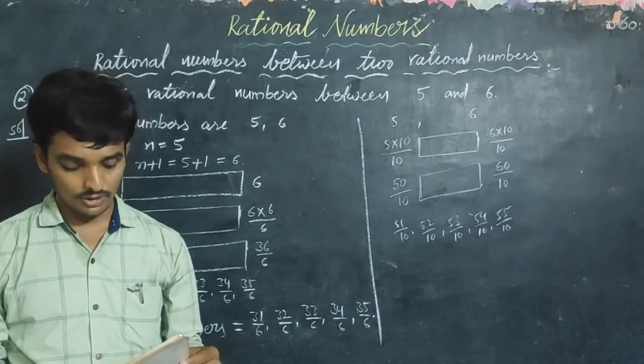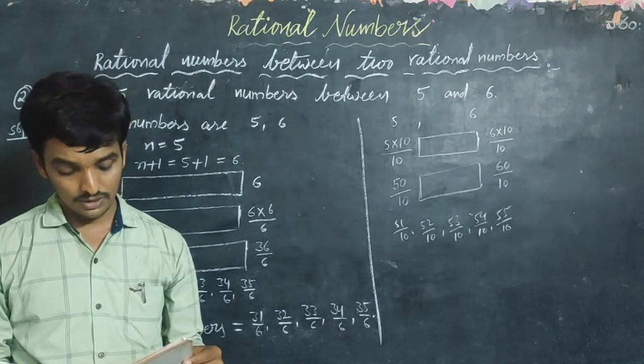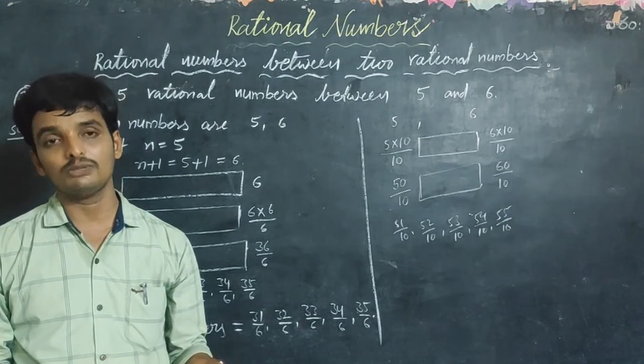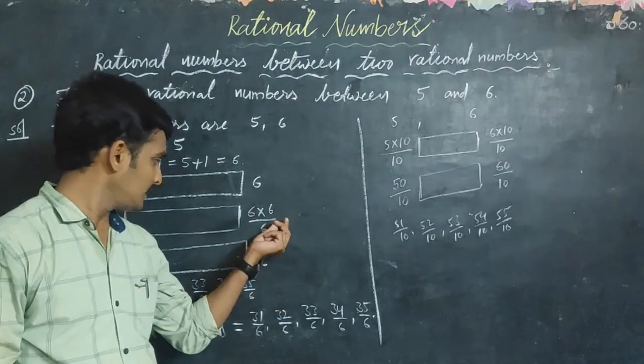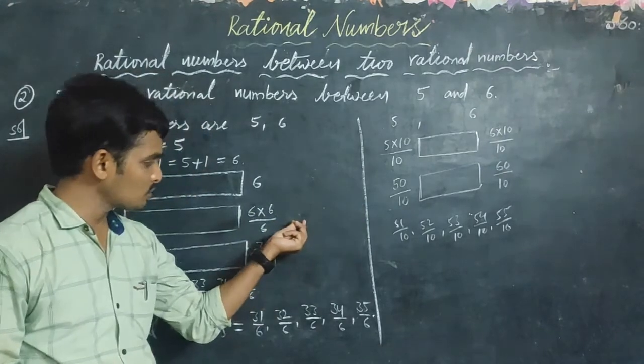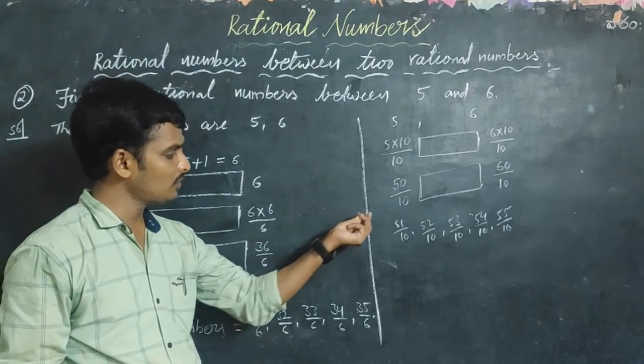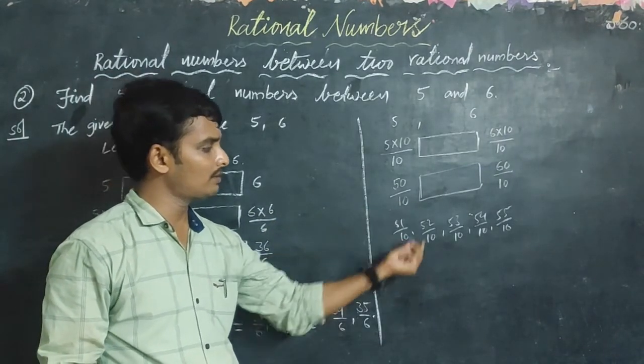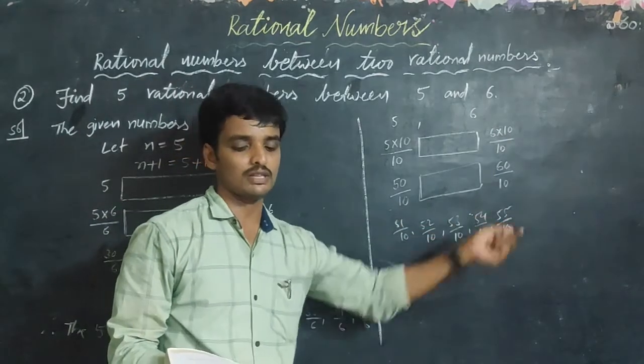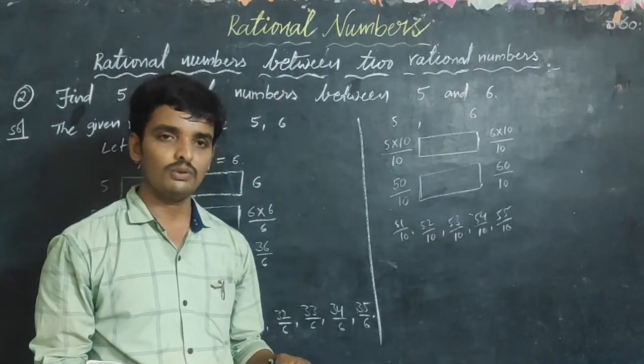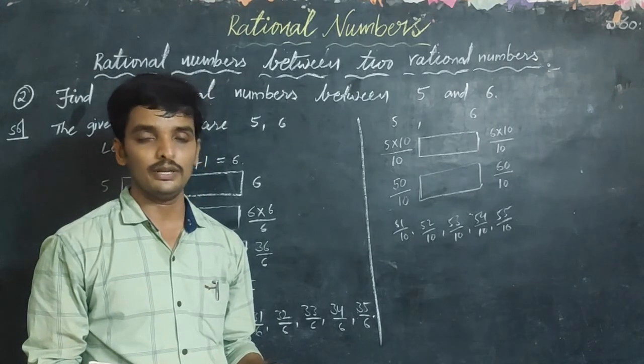In the third example, find 10 rational numbers between minus 3 by 11 and 8 by 11. It's very easy. Minus 3 here, 8 here. In between are minus 2 by 11, minus 1 by 11, 0, 1 by 11, 2 by 11, 3 by 11, 4 by 11, 5 by 11, 6 by 11, 7 by 11. They are asking for just 10. You can get the 10 rational numbers easily.